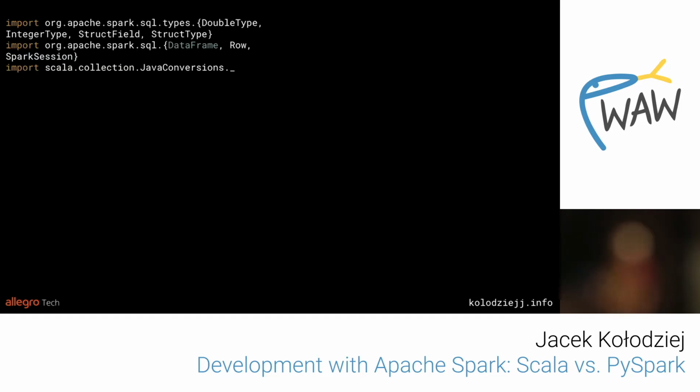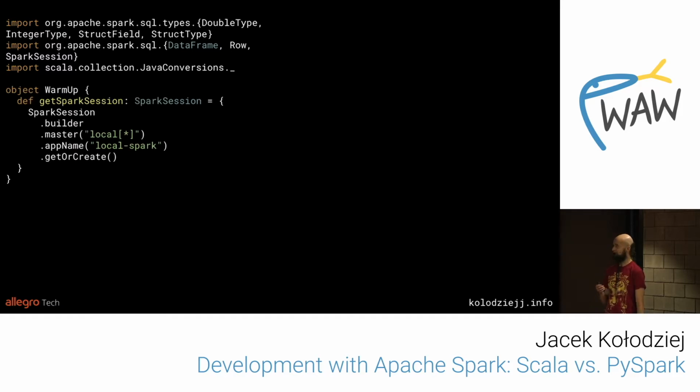So here's Scala. Do you see it? I hope you do. Here are some imports. We are importing a bit of types and a bit of important Spark classes, and this third line, don't worry about it. We will write something, let's say, hello-worldy in Apache Spark. We will make it show us some data.